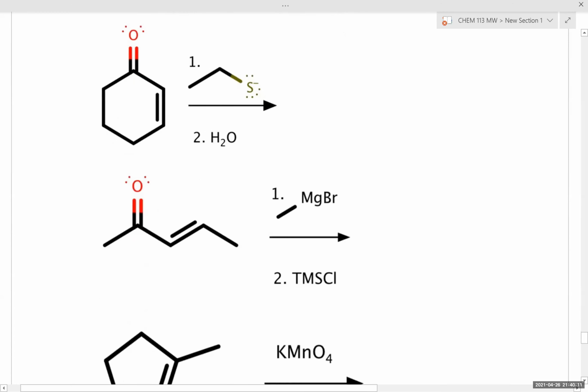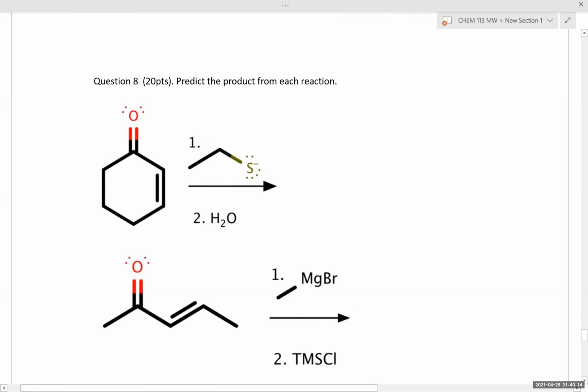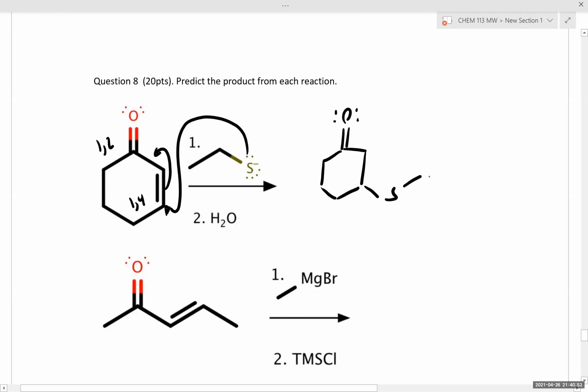Okay. In this case, we're just asked to do some product prediction. So we have a thiol and an unsaturated ketone. So we have a choice between 1,2 or 1,4 addition. Where do thiols generally add? Thiols, which are traditionally considered soft nucleophiles, where do they add? 1,4. 1,4, yep. So that will give us substitution at the beta position.